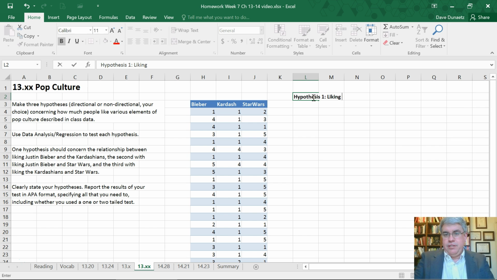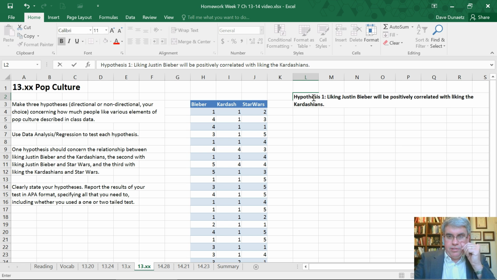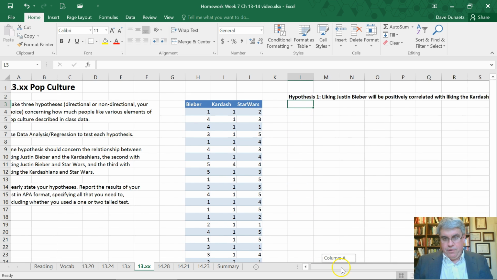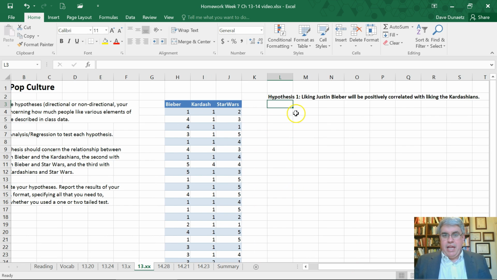Liking Justin Bieber will be positively correlated with liking the Kardashians. I think there might be some pop culture preferences being expressed here. So that's going to be our first hypothesis, and this is a one-tailed hypothesis. As I said, it's going to be positively correlated.